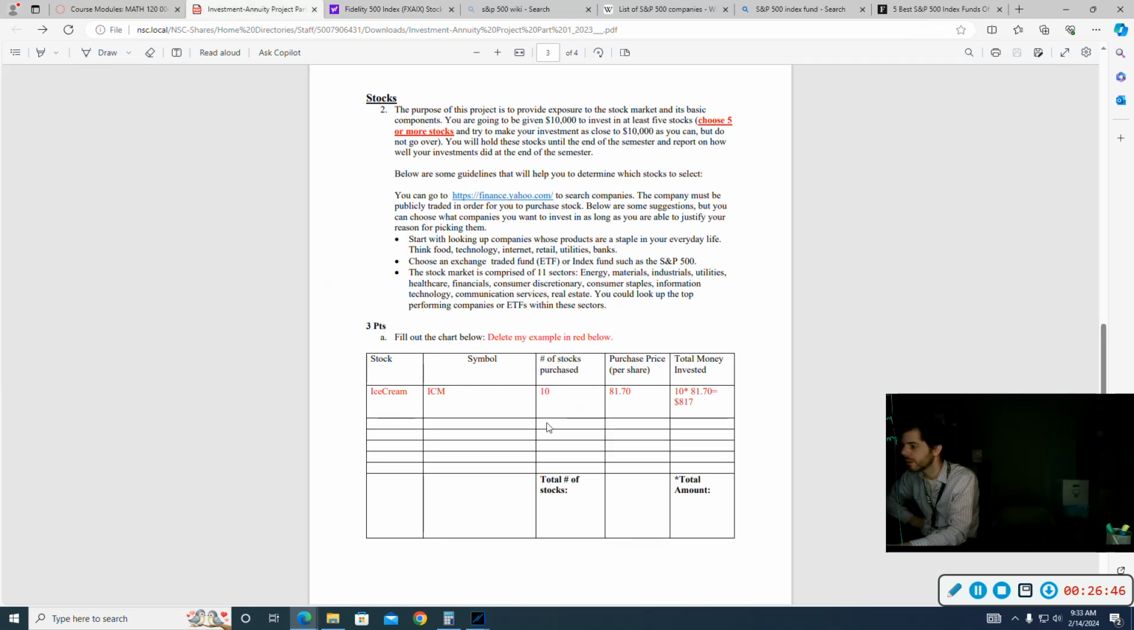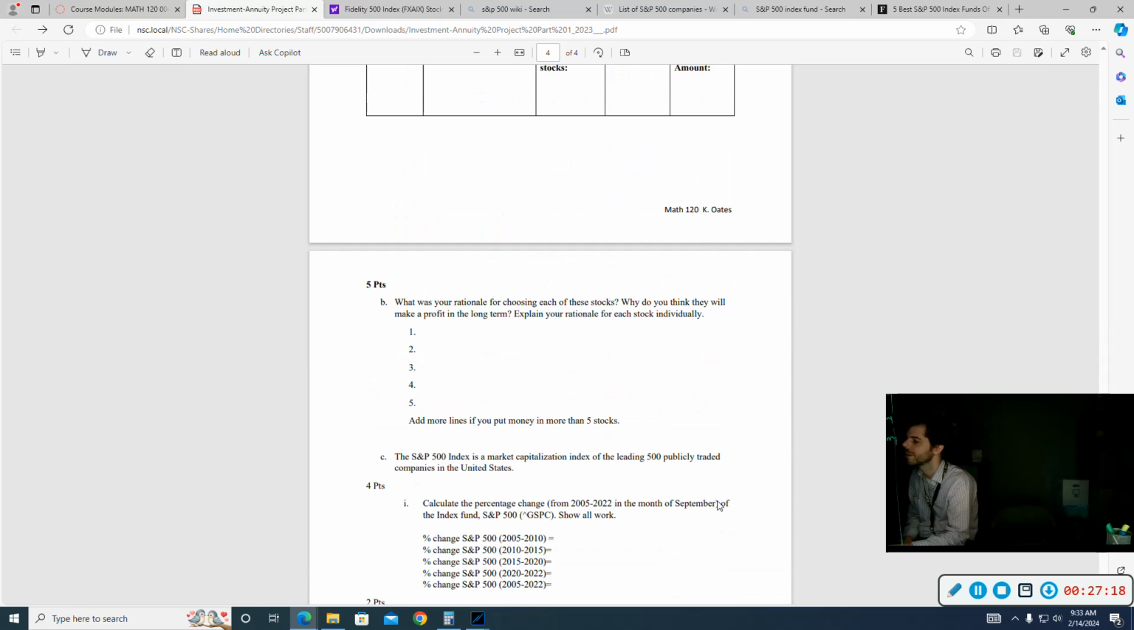The number of stocks you purchased, the purchase cost per share, and then the total amount is going to be the number of stocks purchased times that purchase amount. And then you're going to play around with this until you get, you have to have 5 stocks minimum, and then you're going to total it up to make sure you have below $10,000, okay? And then at the end of the semester, we're going to look up your stocks that you chose during this unit, and we'll see how much money they're worth now, and we'll see how much money you earned overall.